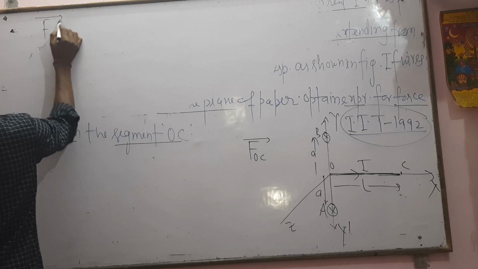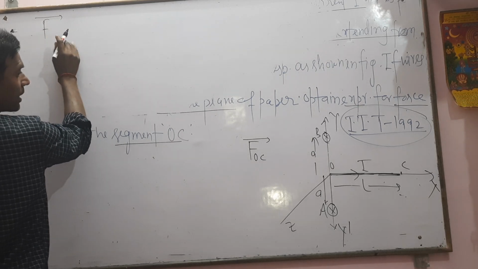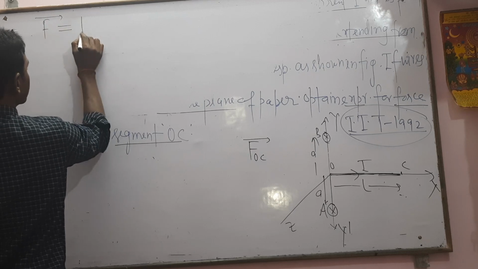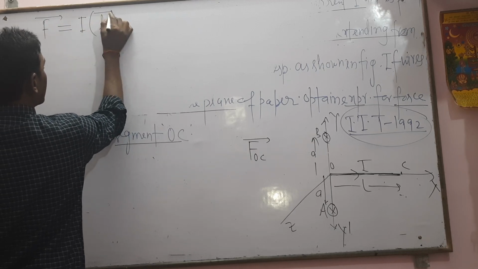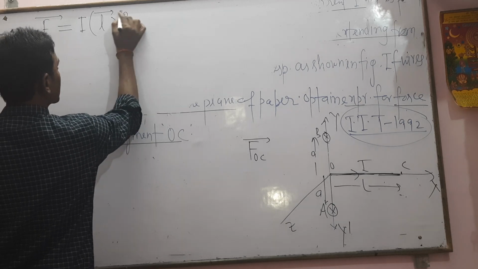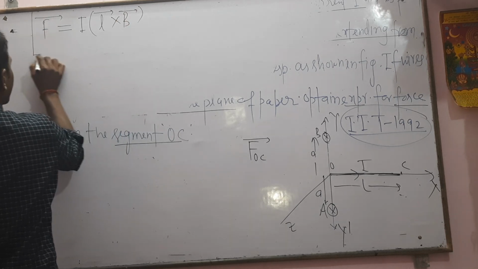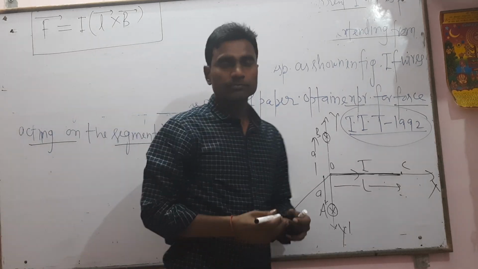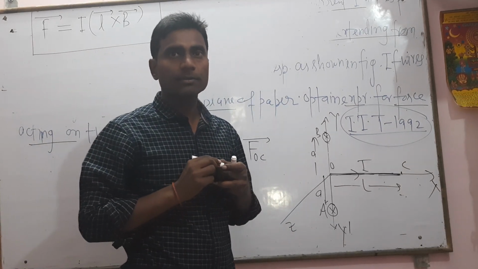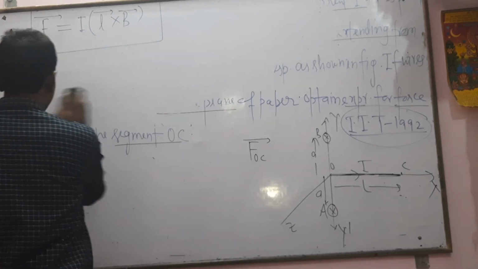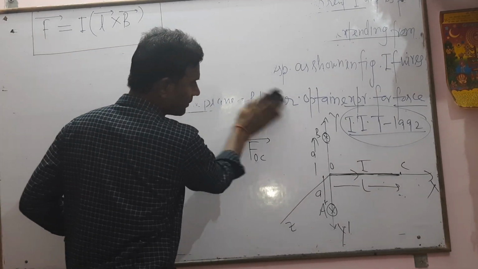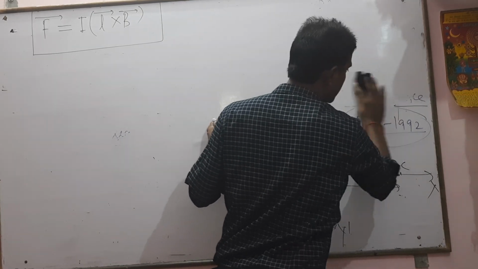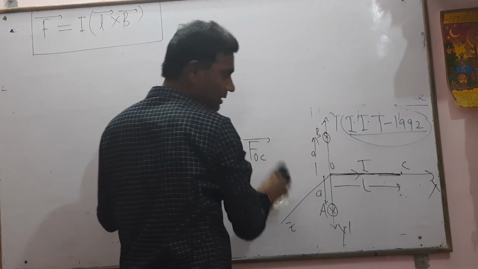We know that the force on the OC wire is given by F equals I L vector cross B vector. This is the 1992 question, and it is a good question.